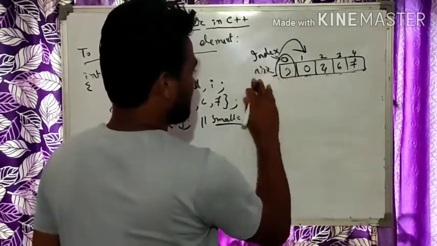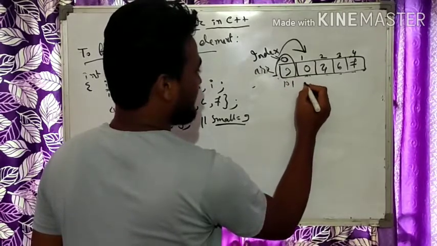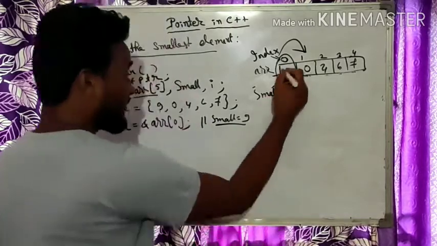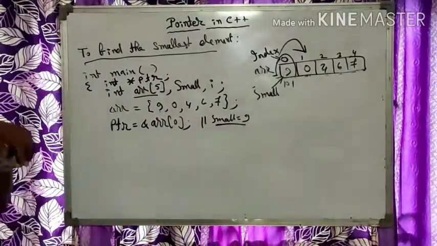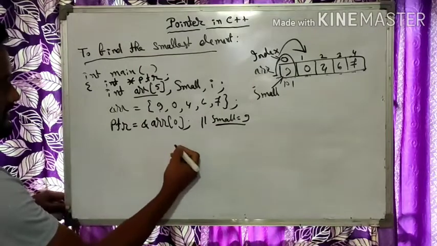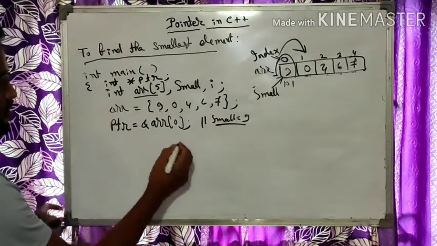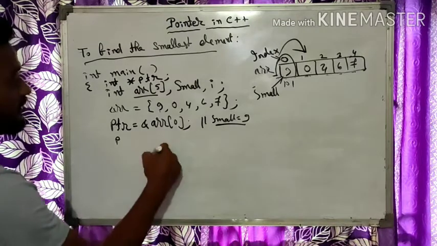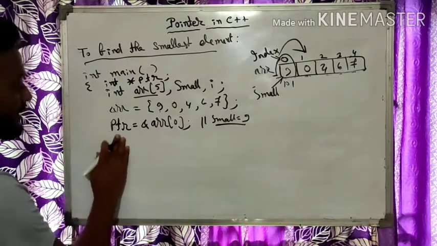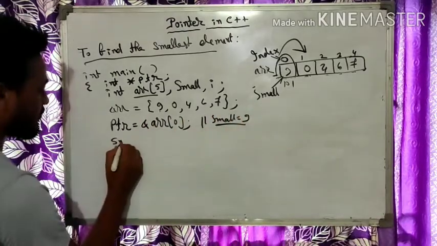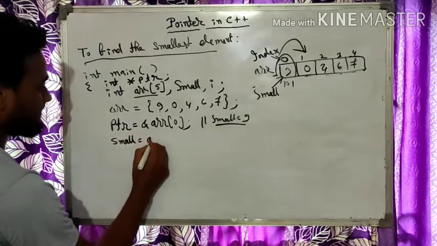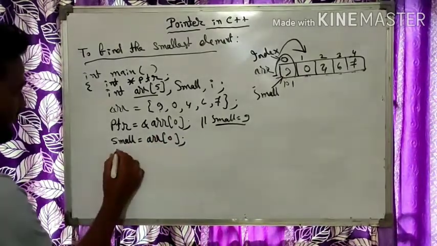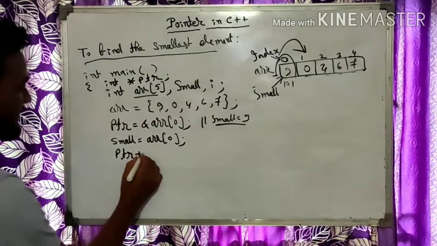Suppose the memory address for here is 1. And this is the smallest element, suppose, because we have to assume this as the smallest element. Then after this, we have to assign the smallest value. So small equal to array 0. Next we have to increment the ptr plus plus.